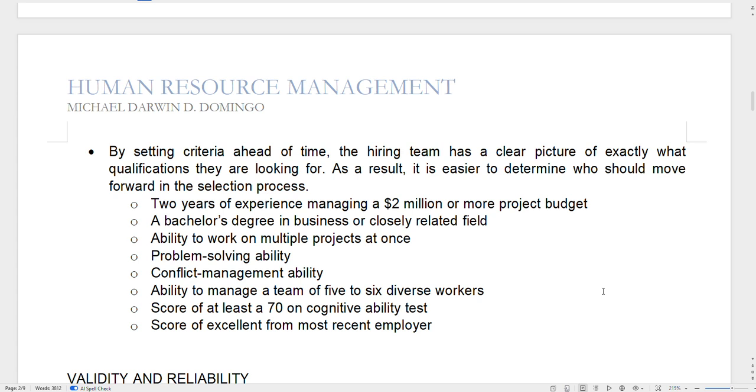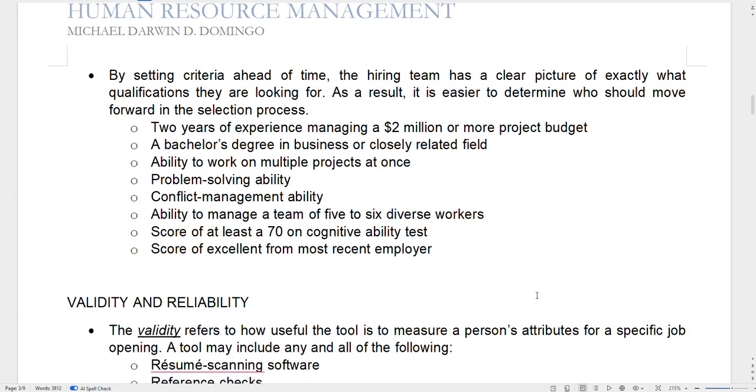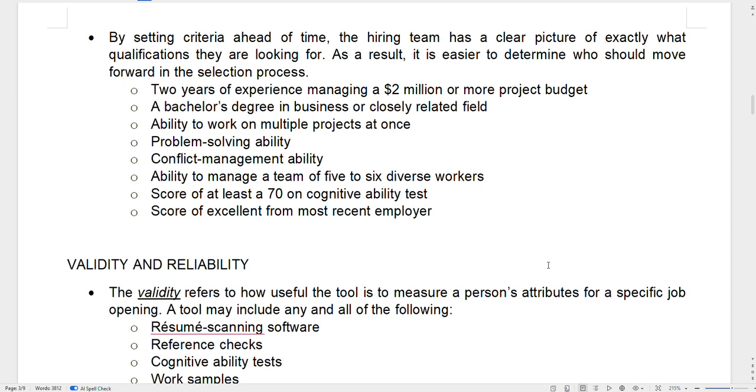So, with this, we can move forward to the selection process. Medyo magiging mas madali para sa atin yung magiging selection. Now, next is about validity and reliability. In testing, validity and reliability is a must.